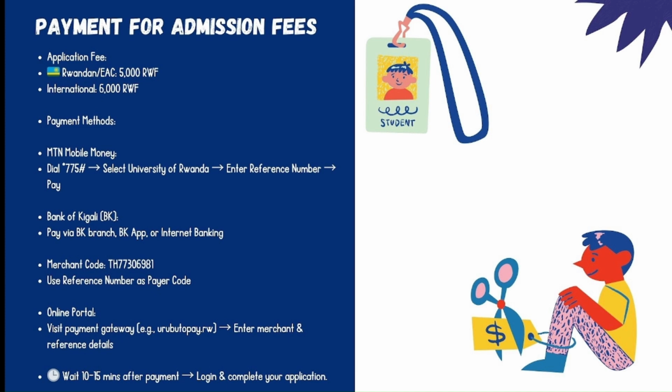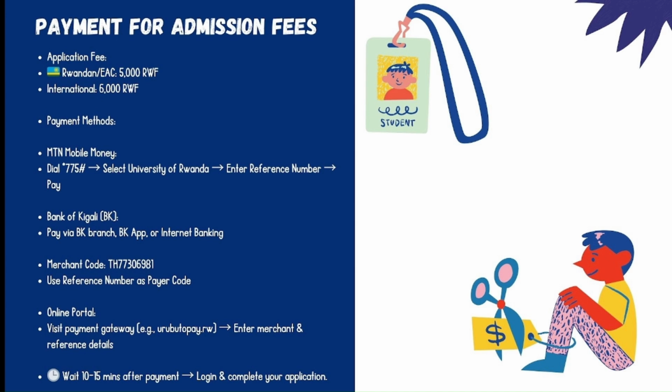You can also pay with the BK app, the Bank of Kigali app, or internet banking. So all of these are also means of payment. And for merchant codes, you can use this code, or you can use the reference number as a payer code when you are paying using the merchant code. So this is another means of paying.